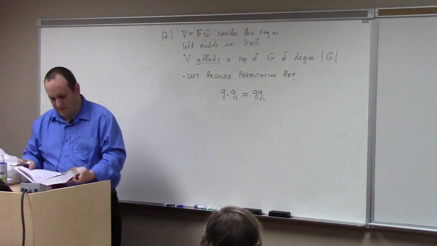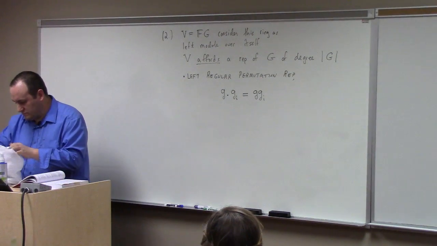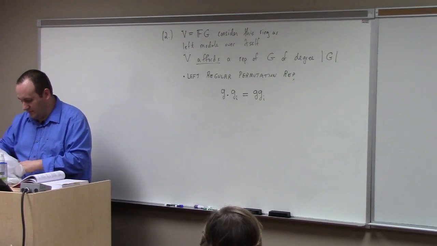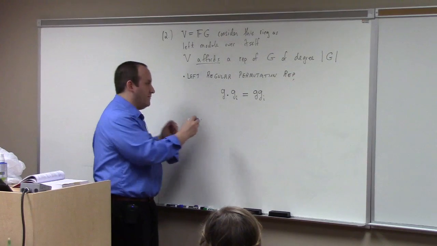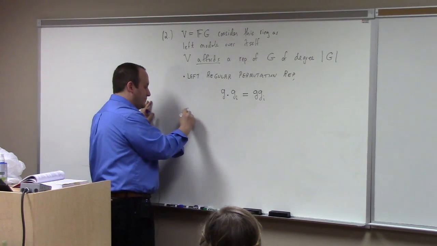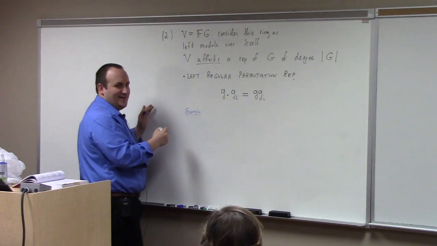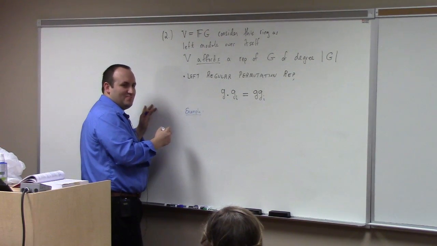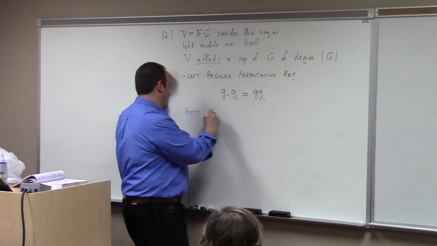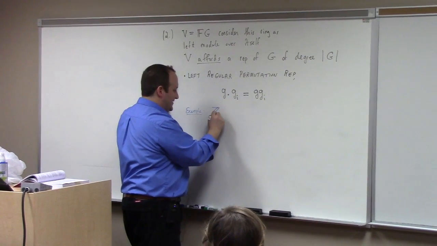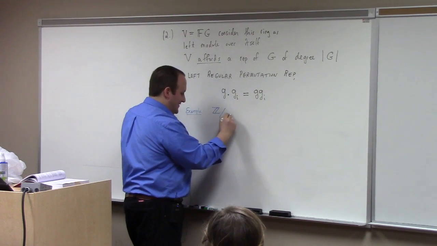That's great. Let's look at this thing for a specific group just to be a little more concrete. So you guys give me a group of small order that we can do this on. Z7. Fine. I'll let you have your 7 just this once.